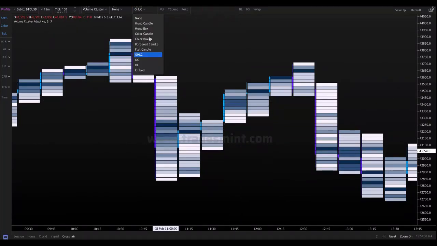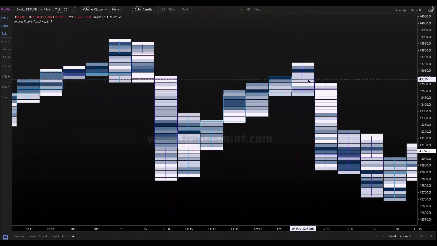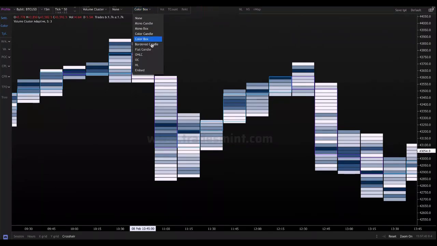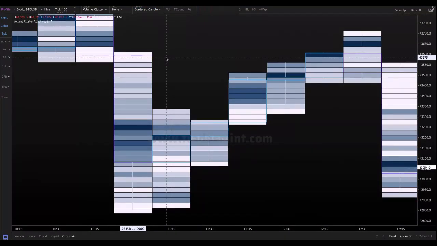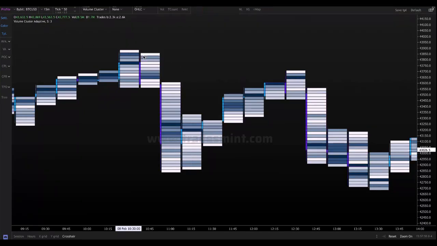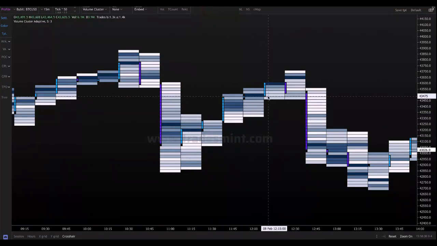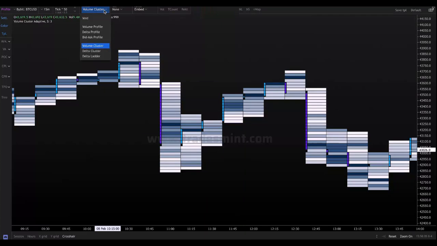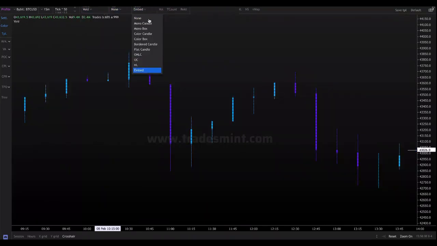And of course, you could do the color candle where it's actually embedded into the data. Some people will even do the color box or even the bordered candle here, where you can kind of see it. But if you're going to be using candles with the data, I recommend either using the open, high, close, low, or the embed, because the embed will put that candle within each cluster or profile that you're using. So the candles are basically what kind of candle you want to see.